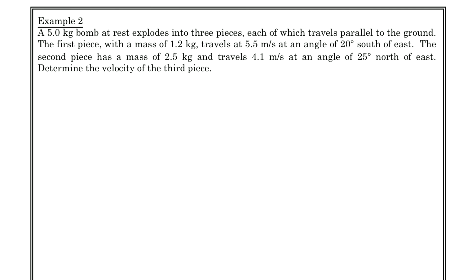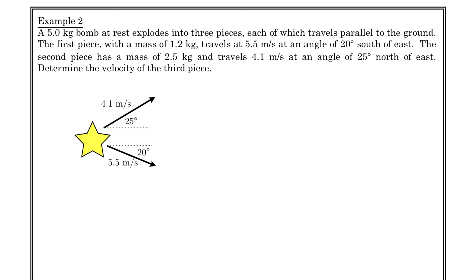A 5-kilogram cherry bomb at rest explodes into 3 pieces, each of which travels parallel to the ground. Okay, so this is a very big cherry bomb because it was 5 kilograms. So we're just going to pretend that it was a huge cherry bomb. The first piece has a mass of 1.2 kilograms, and it travels at 5.5 meters per second at an angle of 20 degrees south of east. The second piece has a mass of 2.5 kilograms, and it travels at 4.1 meters per second at an angle of 25 degrees north of east. Let's determine the velocity of the third piece as we go.